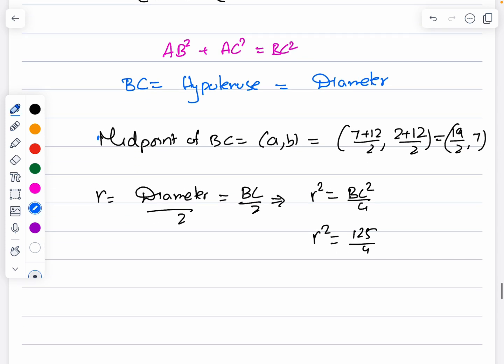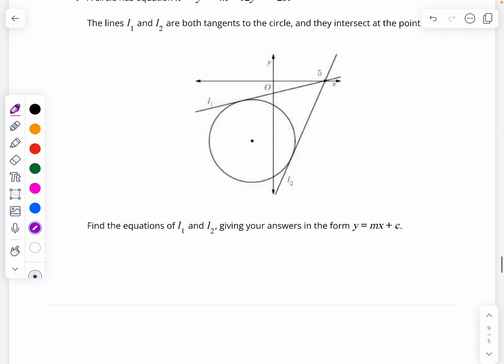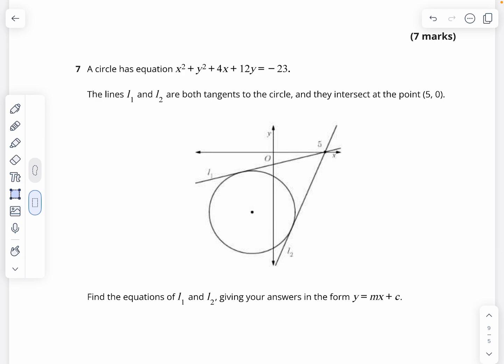Why did I find R square? Because we know that (x minus a) whole square plus (y minus b) whole square equals R square. So from there, (x minus 19 upon 2) whole square plus (y minus 7) whole square equals 125 upon 4. You can leave it like this as the equation of the circle. Now coming to question number 7.